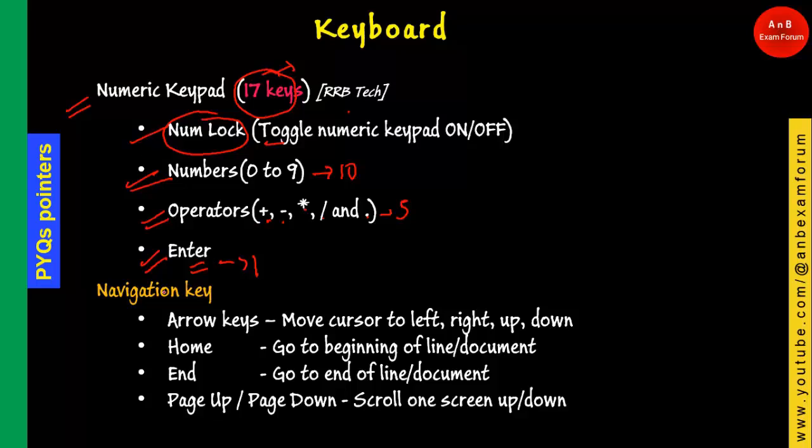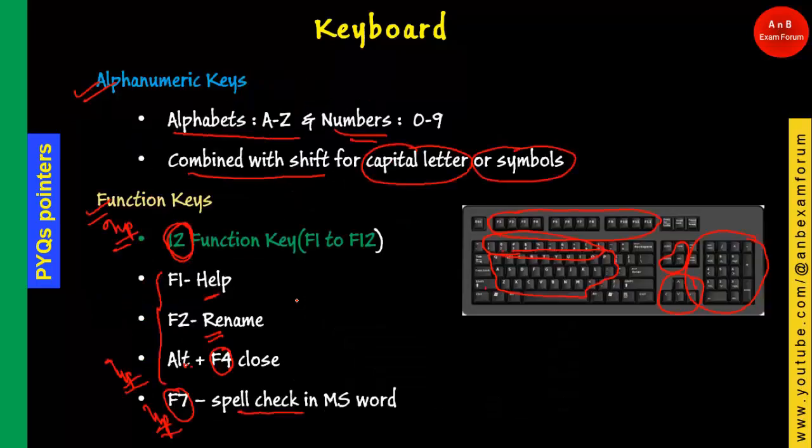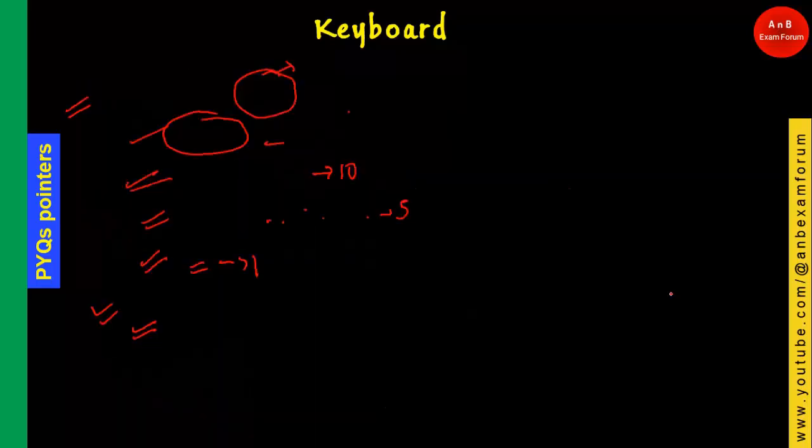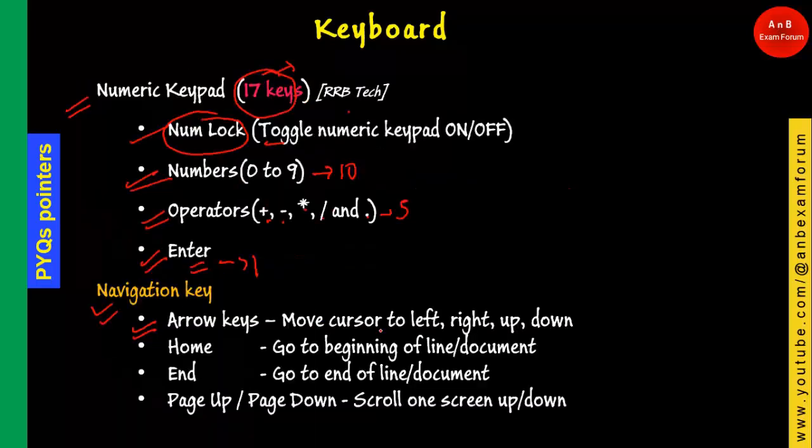Let's move to the navigation keys. Navigation, as the word suggests, is used to navigate or move the cursor in a certain direction. The very common ones are the arrow keys. You know there are 4 arrow keys. If I show you here, these are the arrow keys. There are 4 keys: up, down, left, and right, which move the cursor to left, right, top, and down.